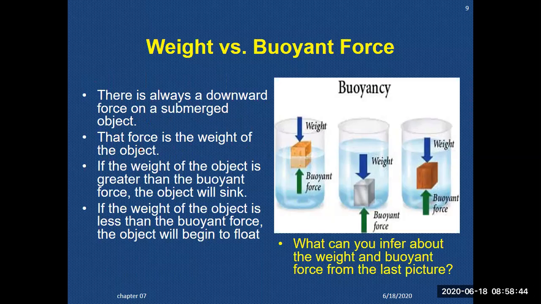There is always a downward force on a submerged object. That force is the weight of the object. If the weight of the object is greater than the buoyant force, then the object will sink. Here it is, it will sink. But if the weight of the object is less than the buoyant force, then the object will begin to float. What can you infer about the weight and buoyant force from the last picture? That is, when the weight of the object is equal to the buoyant force.